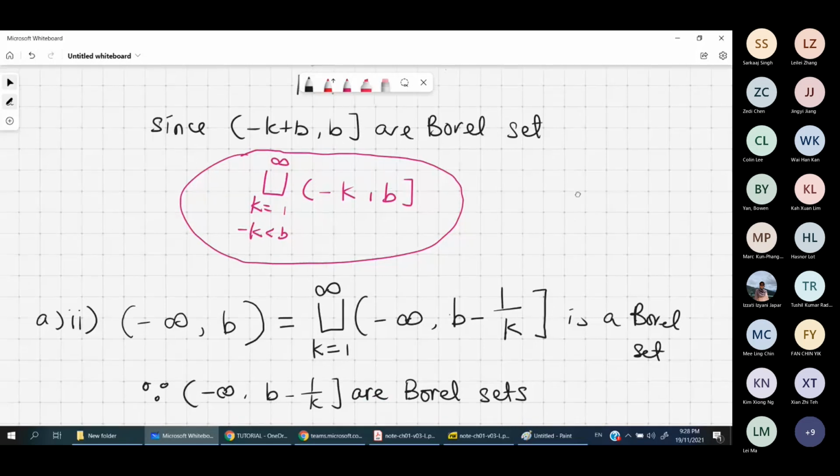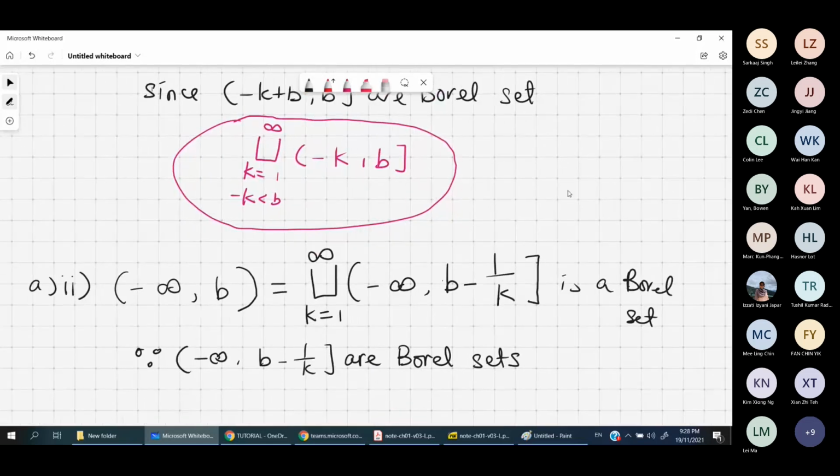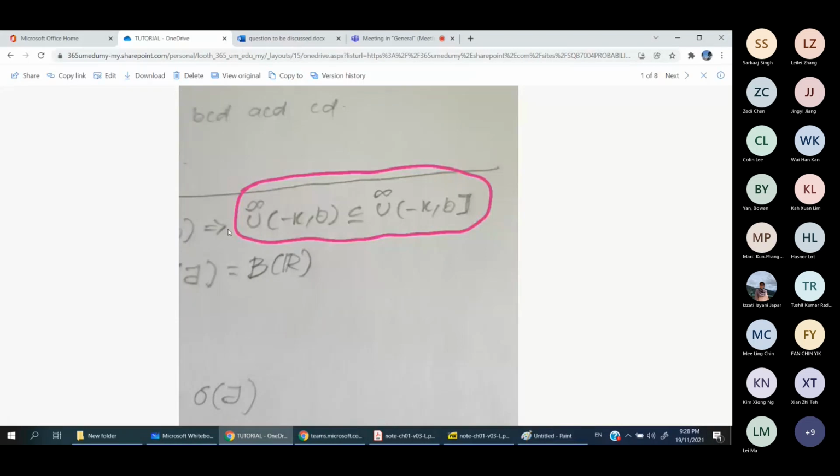Okay, so this is how we solve question 5A part 2. Again, we are not using this property. Yes, this is true, the union of minus K to B open is a subset of it, but we are not using this to prove the result. So we have to construct something, a set that gets larger and larger and closer to it. Yeah, so that's the way.